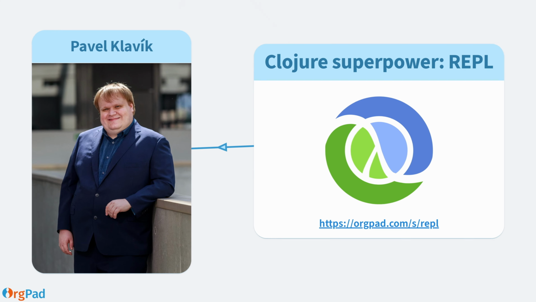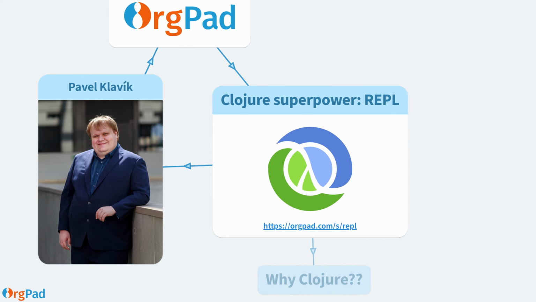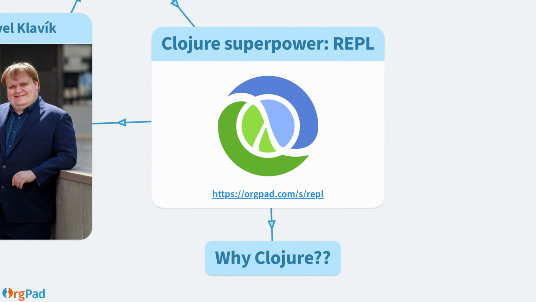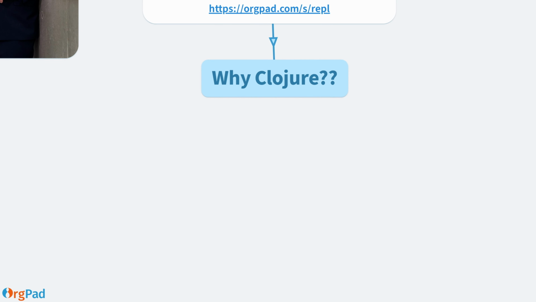For the last 5 years, I have been working on the whiteboard web application OrgPad you see right now. It is fully written in Clojure and ClojureScript, and people often ask me why. Clojure is an absolutely amazing programming language, and I love it for 3 reasons.